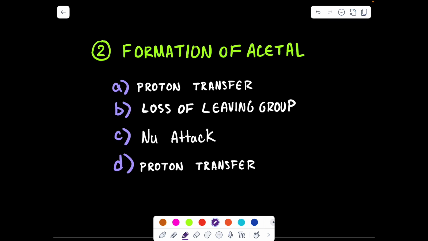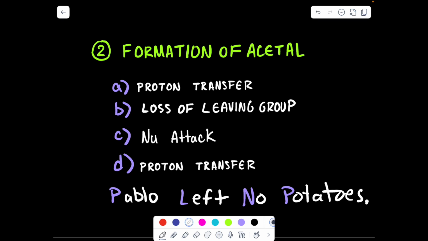Part two can be broken up into four steps. Step A is a proton transfer. Step B is the loss of a leaving group. Step C is nucleophilic attack. And step D is proton transfer. Now, the way I memorized this when I was in second year organic chemistry was via the acronym Pablo, left, no, potatoes. Where P in Pablo is for proton transfer, L in left is for loss of a leaving group, no is for nucleophilic attack, and then potatoes is for P, another proton transfer.